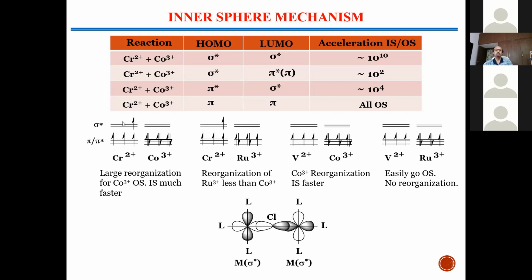Now, chromium 2, if you look at, this is the electronic configuration, and cobalt 3, all octahedral situation. For cobalt 3, the sigma star is vacant. So if any electron transfer takes place, what will happen? It will take place from sigma star to sigma star.